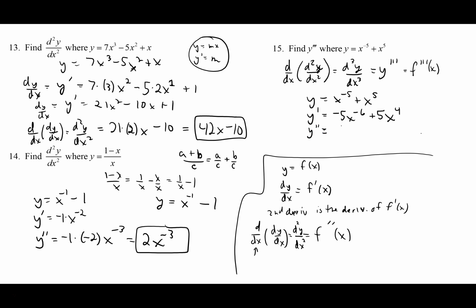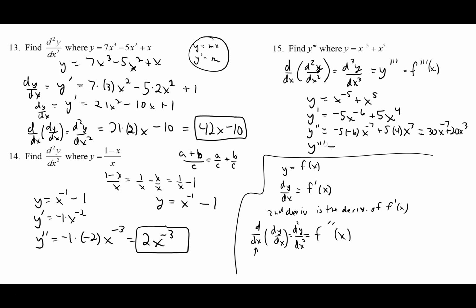Then we have a second derivative. We already have the negative 5 there, and then down comes the negative 6, and then x goes to the negative 7. We already have the 5 there, then down comes a 4, and then x goes to the 3. The simplified version of that is 30x to the negative 7 plus 20x to the 3.